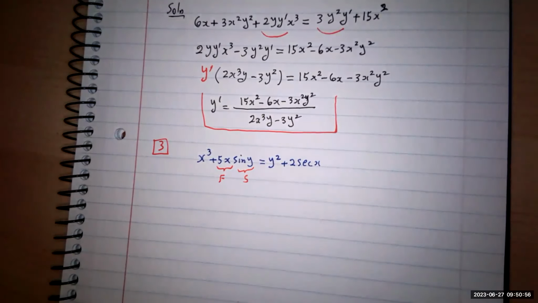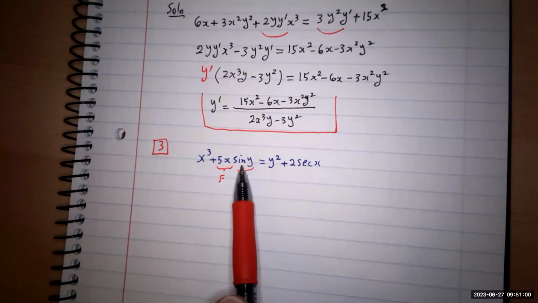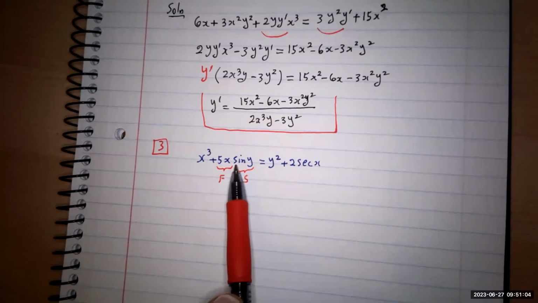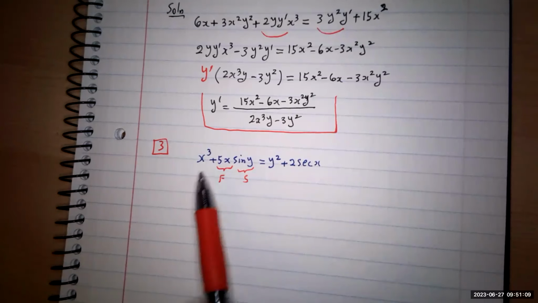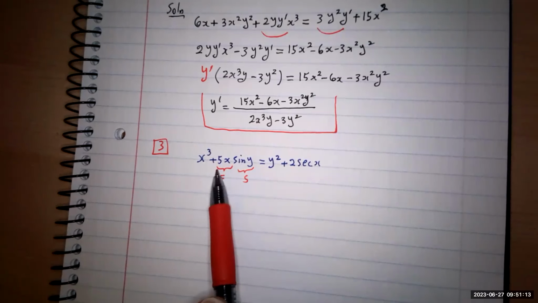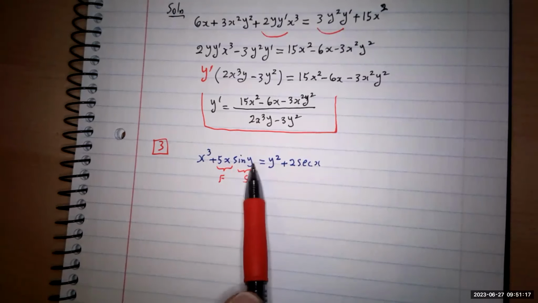Now, the tricky part is this. Derivative of the first times the second: derivative of the first one would be 5, times the second one, which is sine of y. But the important part is the other way around: derivative of the second one times the first one. The second one is sine y. What's the derivative of sine y? Who wants to try it?